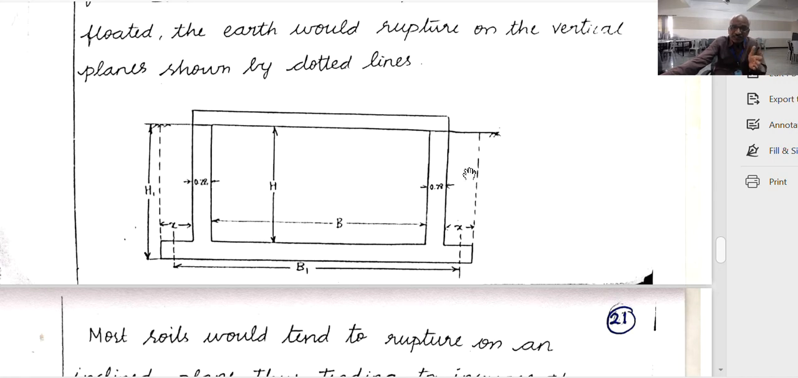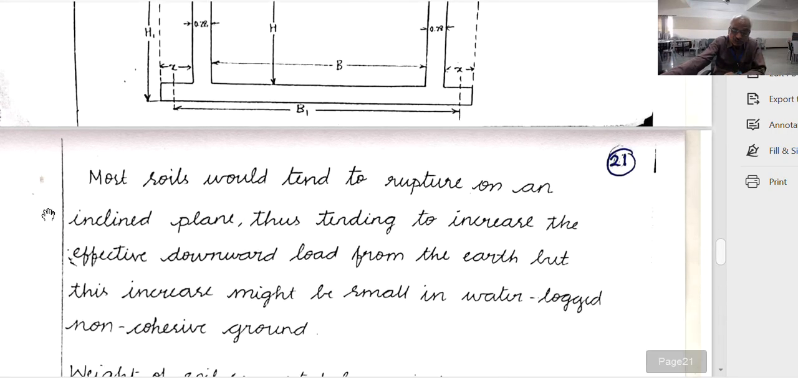And sometimes in some soil, it will be at an angle. Of course, that need not be considered. Most soils would tend to rupture on an inclined plane, thus tending to increase the effective downward force. So we will forget about the additional force. We just consider the tank only around the projection only.